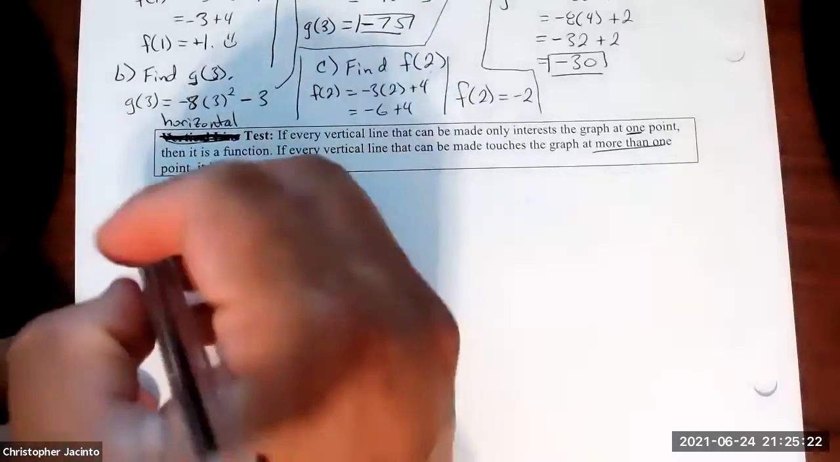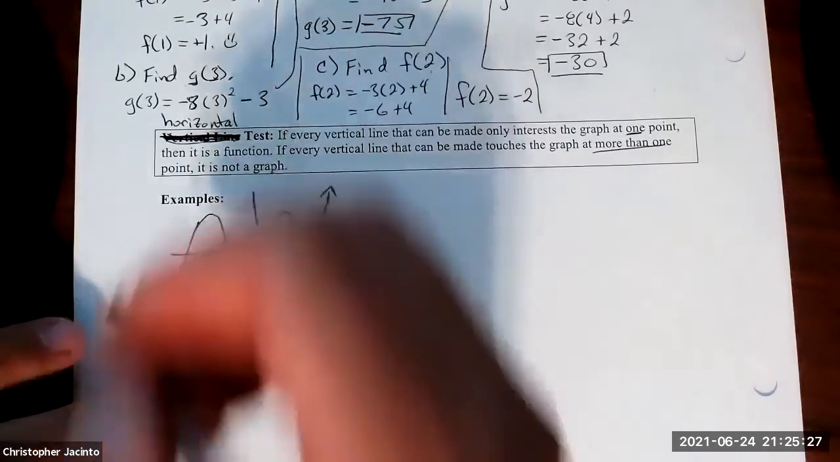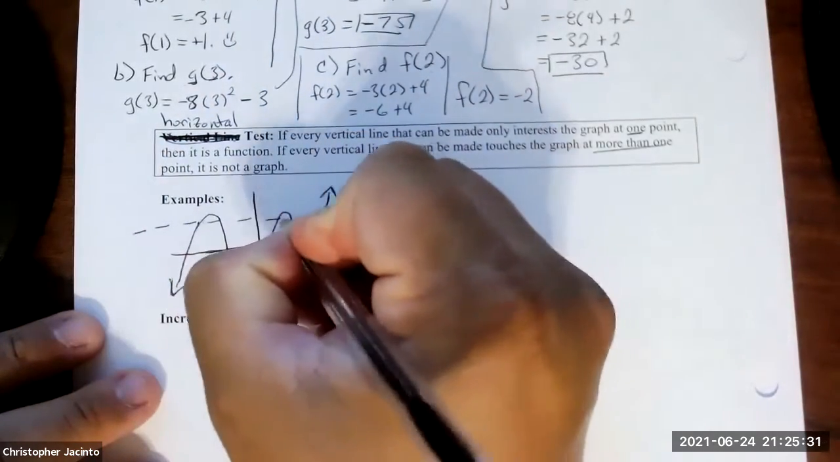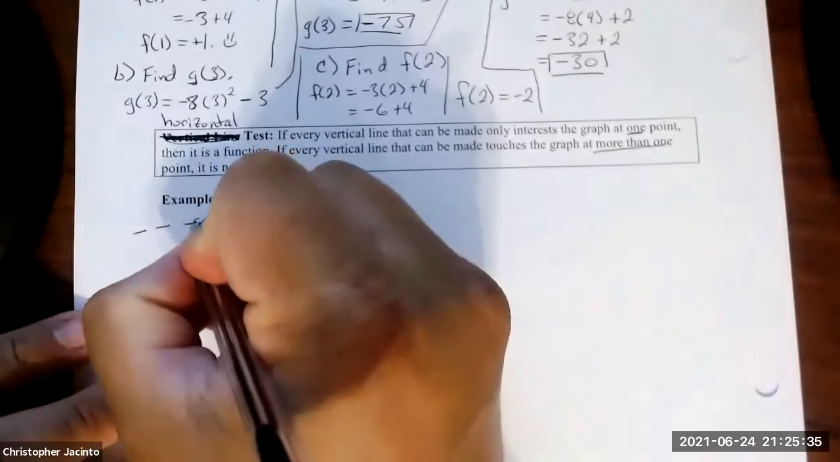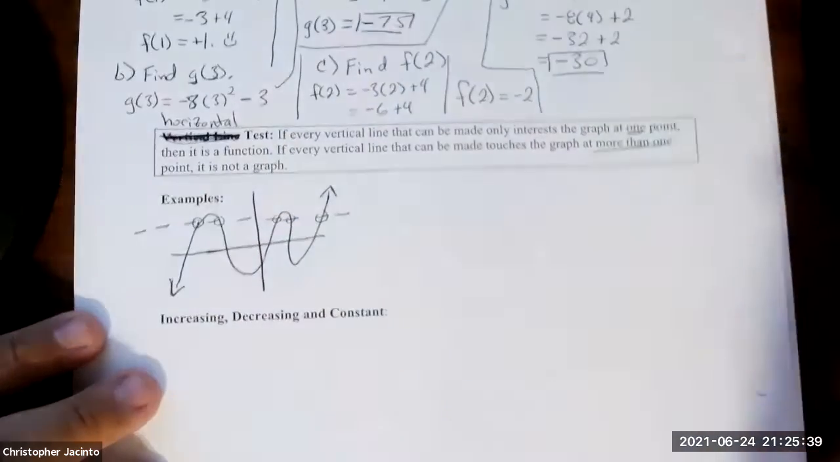For horizontal, if you make a horizontal line, you want to see if it touches the graph at least once. So I'm just going to make a line like that. And now I'm just going to pick. Okay. So it touches the line here, there, there, there, and there. So that is more than one.